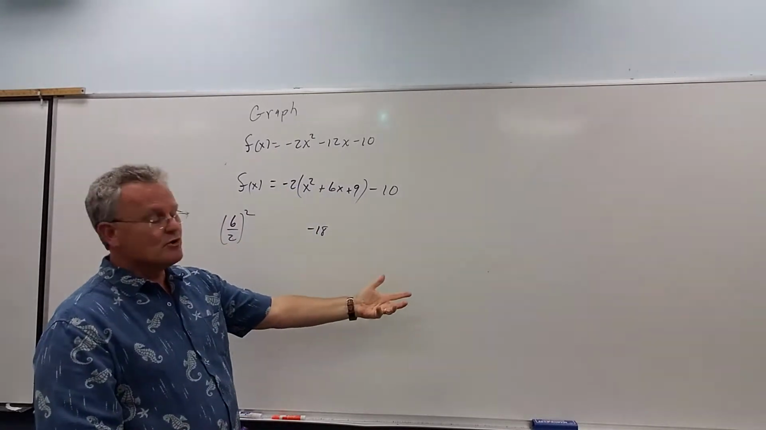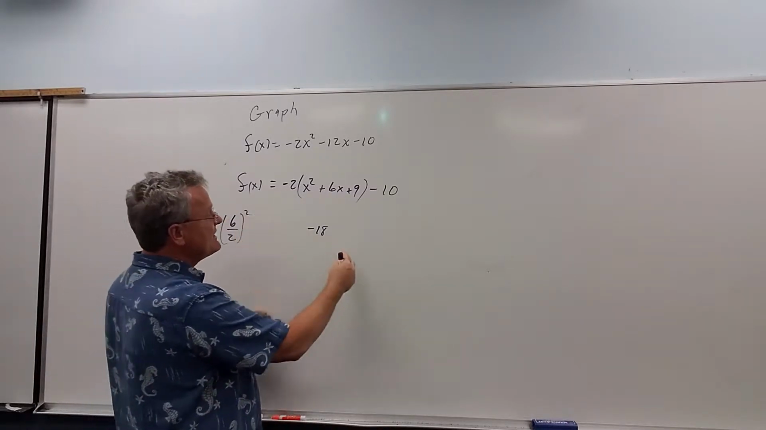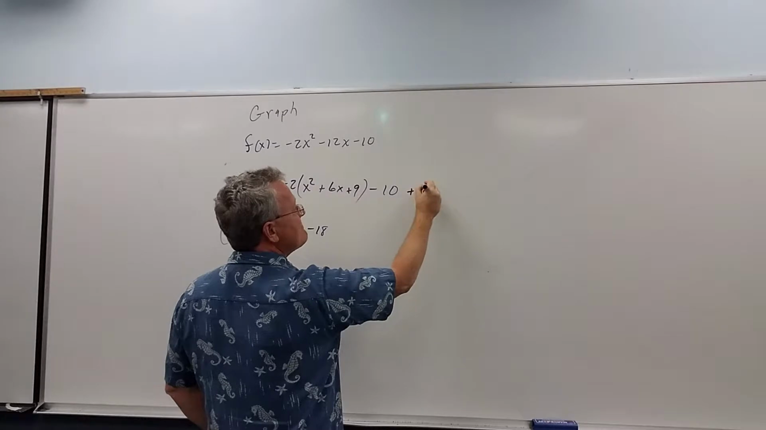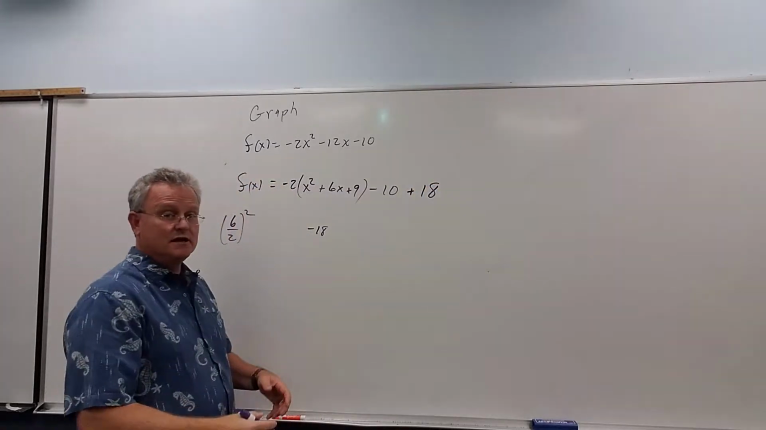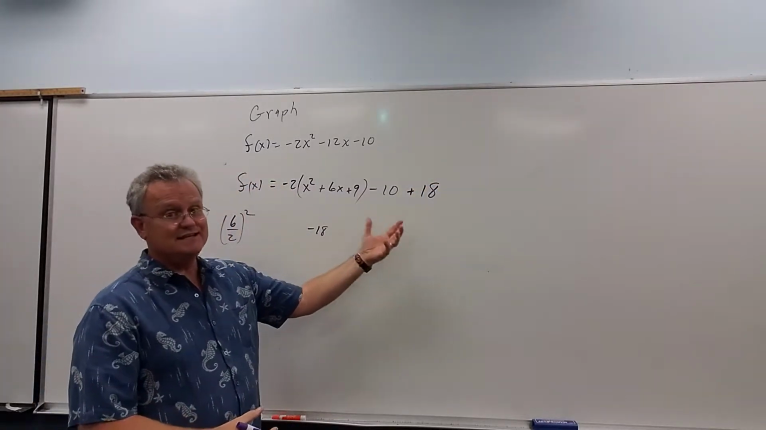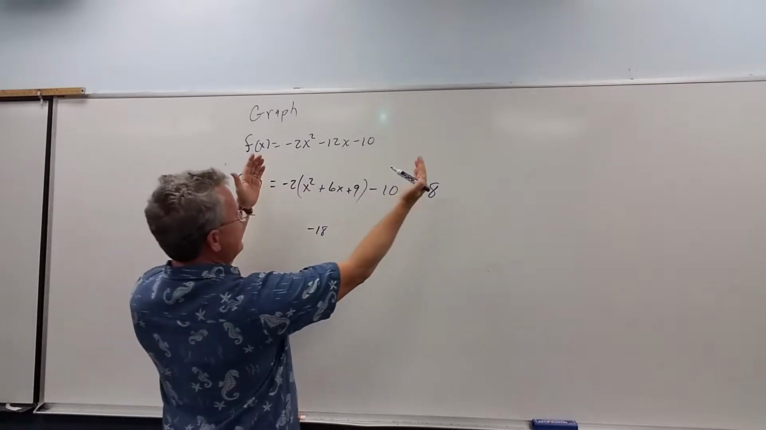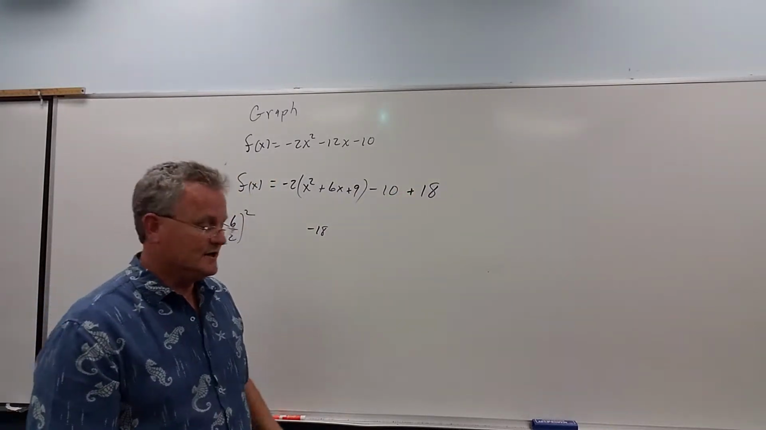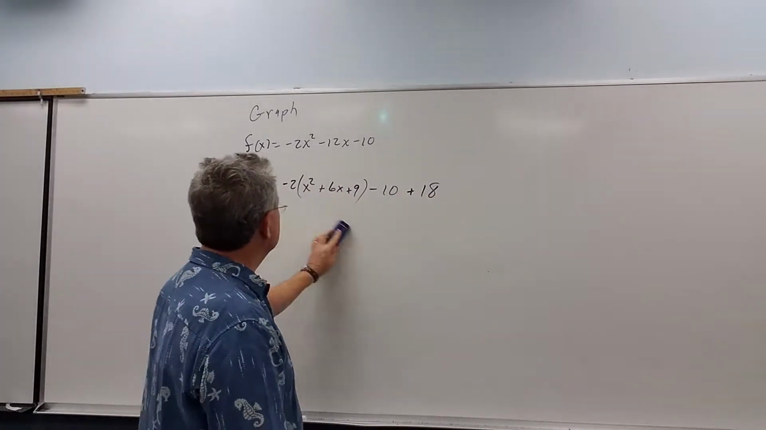Now, like I did in an earlier video, to compensate for adding -18, I want to add a +18, because -18 and 18 is 0. And if I add 0 to one side, it doesn't change that side. So be a little careful there.